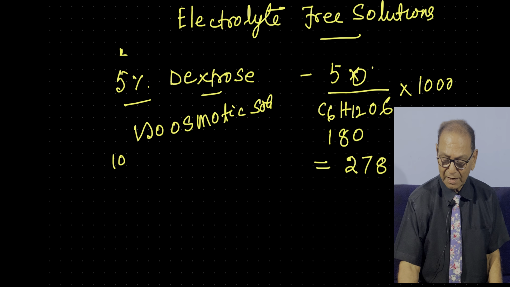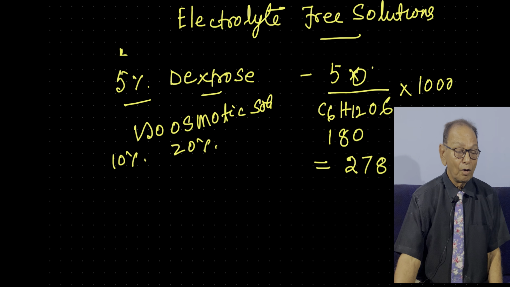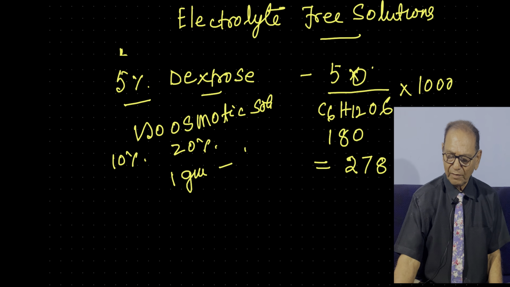The 10% dextrose, 20% dextrose can be used, but they are all hypertonic solutions. What is the advantage of using dextrose? It is electrolyte free, so you can administer water through it. And secondly, dextrose provides energy for the body. 1 gram of glucose provides 4 kilocalories of energy.